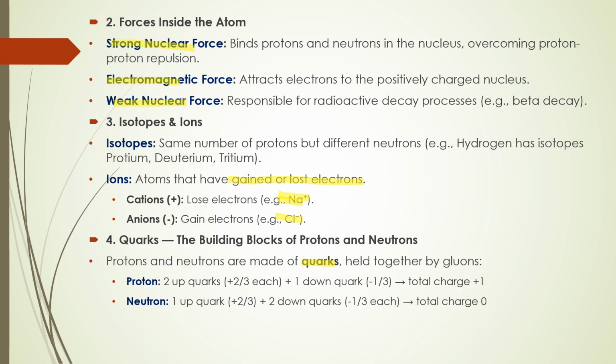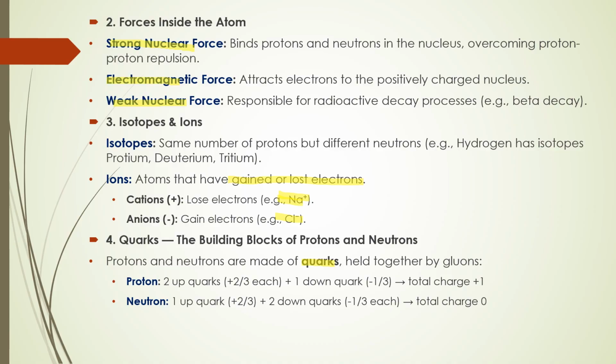Now look at this carbon atom. The small number will always be the atomic number, which is equal to the number of protons, and the big number will always be the mass number, which is equal to the number of protons plus neutrons. And C is basically the symbol of the element.